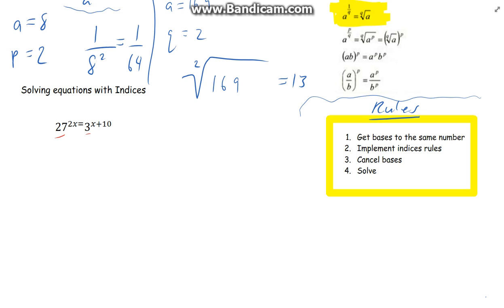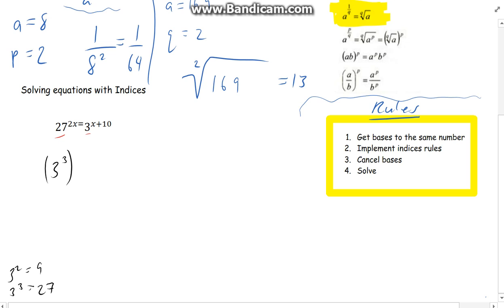So we try to get 27 in terms of 3, because we can't ever get 3 in terms of 27. We know 3 squared is equal to 9, and 3 cubed is equal to 27. So instead of writing 27, we could write 3 cubed, put in brackets. Then we'll write out the sum again, equals 3 to the power x plus 10. So that's our first rule done, getting our bases the same number.